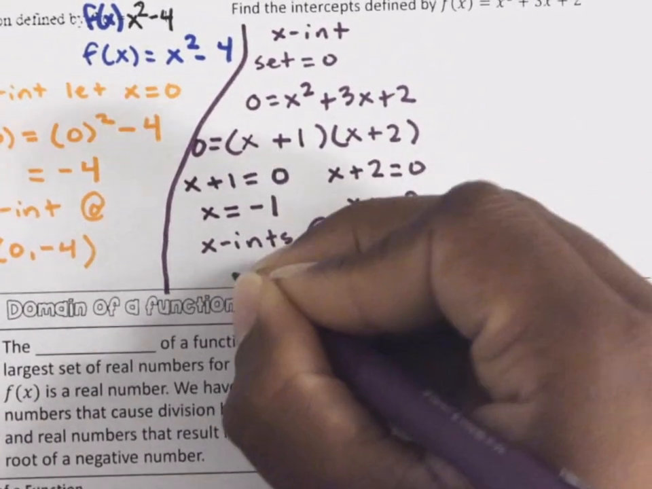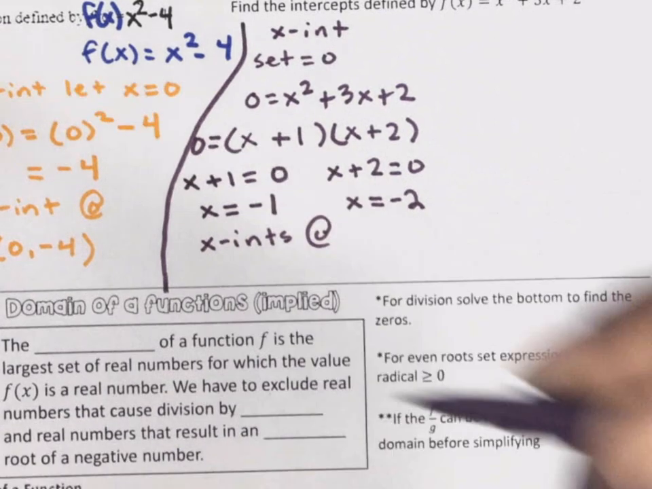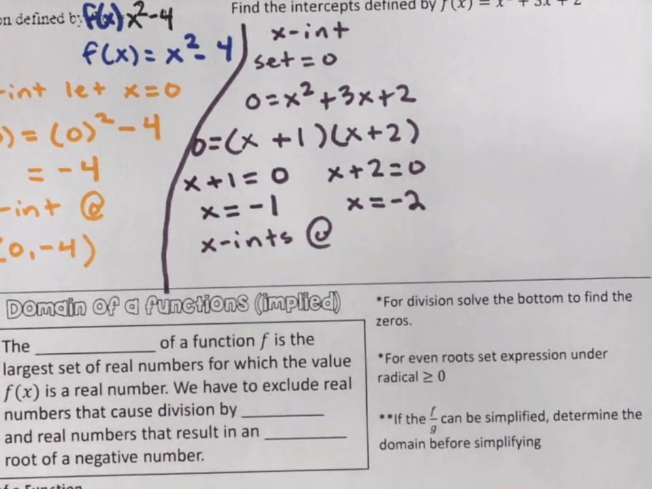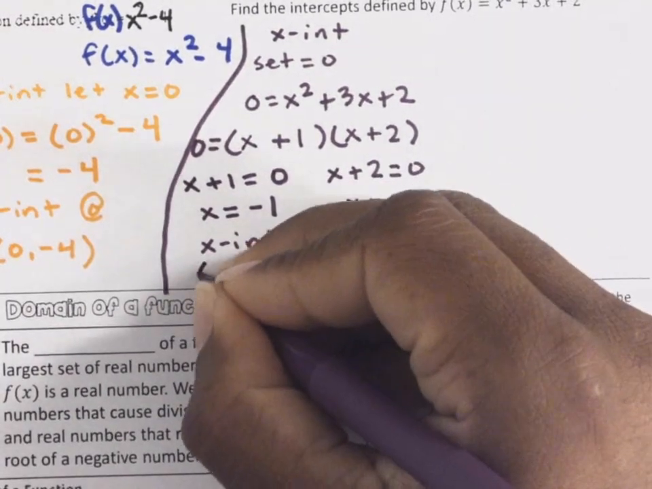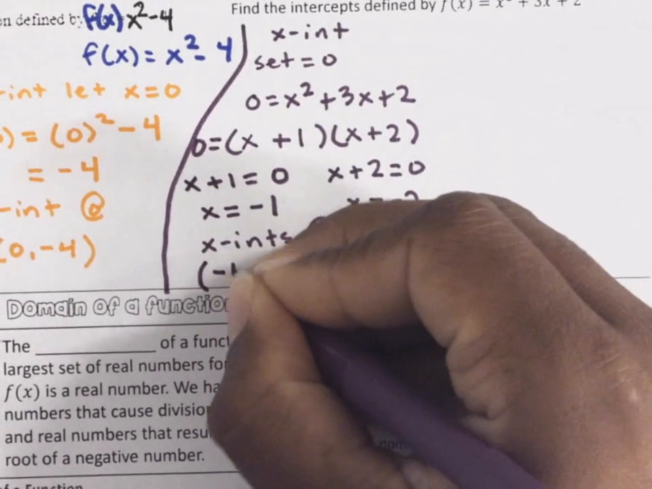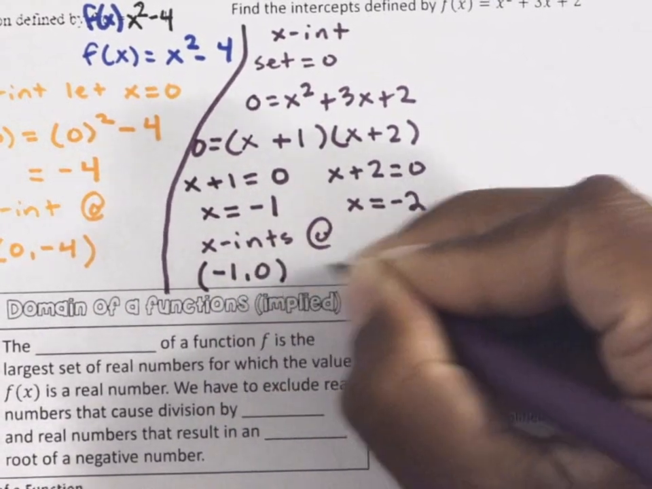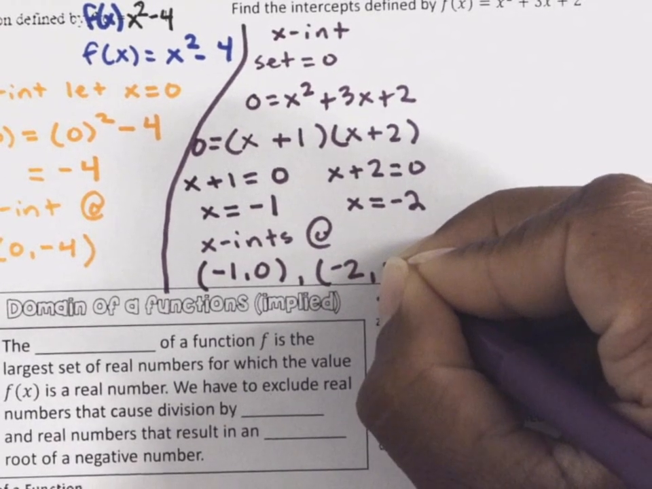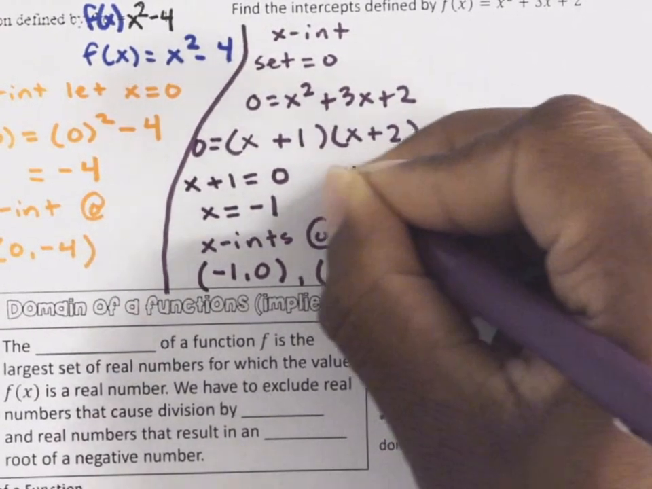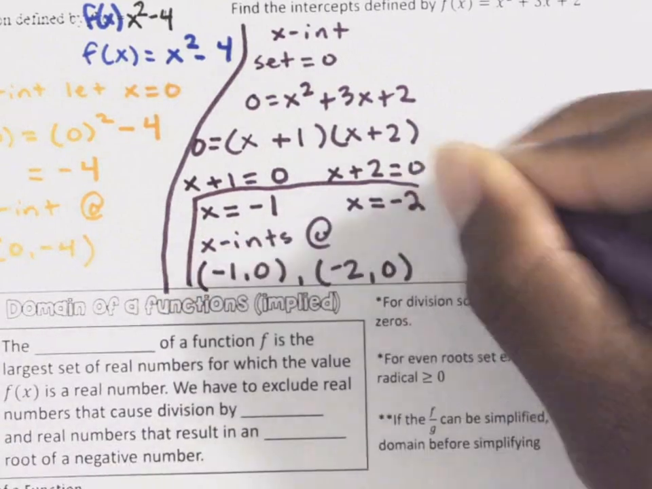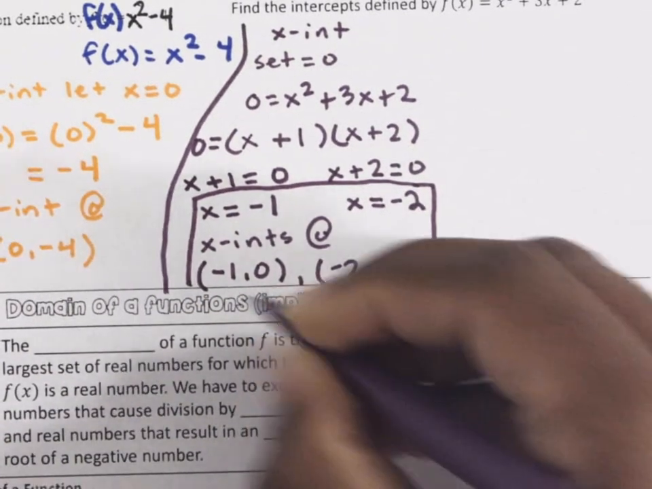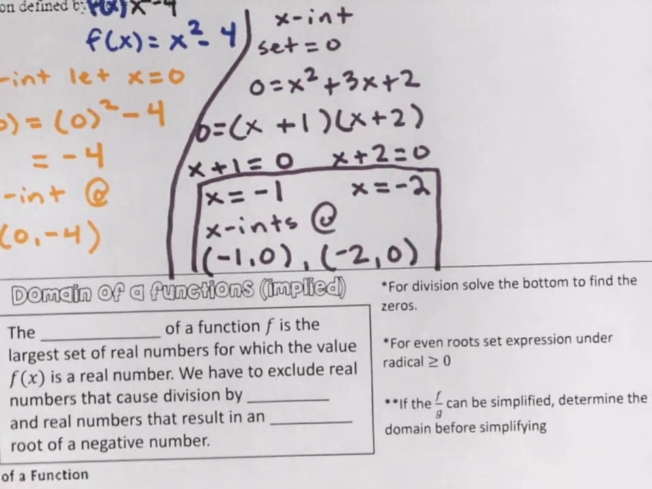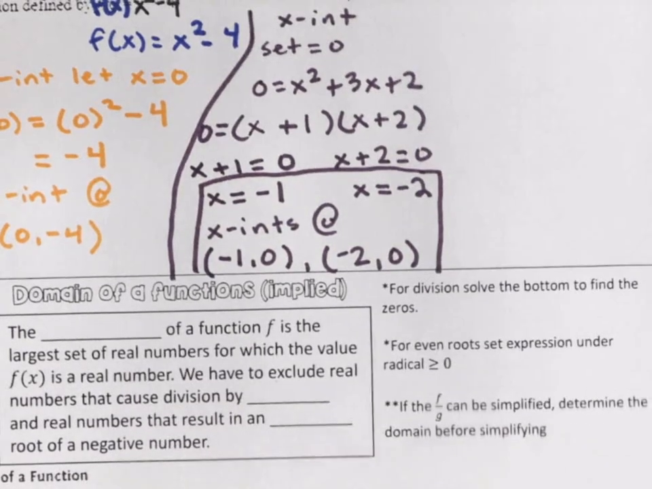So we got x-intercepts at x equals negative 1, x equals negative 2. I'll put them as ordered pairs because for whatever reason a lot of people don't make the connection that this is an actual point on the graph. So I'm going to write it like this. So both of these are answers in a way. But I do want everybody to understand this is a point on your graph.